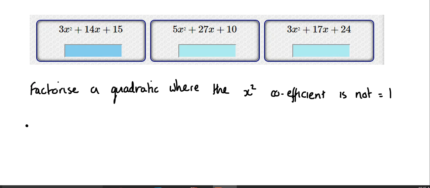Start recording. What we're going to do, to be able to do this, is something called splitting the middle term. Okay? There are other ways to do it, like a trial and error method, but this way is probably the most efficient, most effective way to do it. So what we are doing is learning a technique for factorising a quadratic where the x squared coefficient is not equal to 1. Okay?